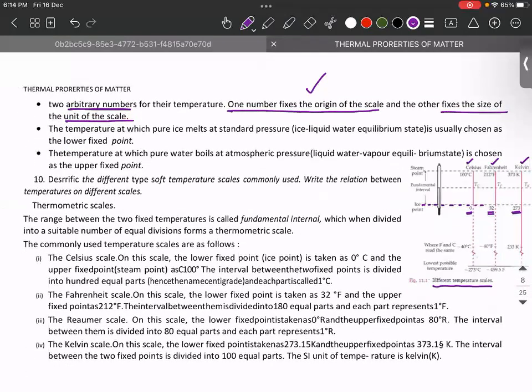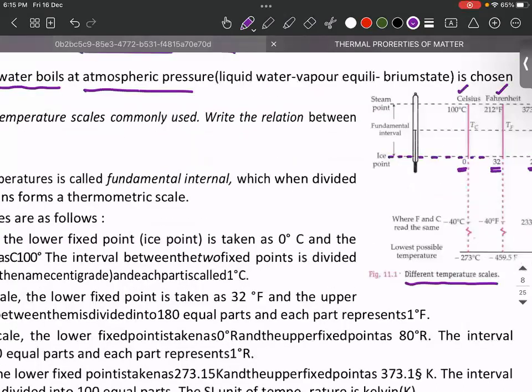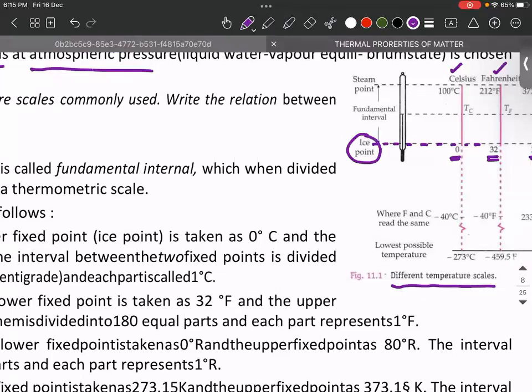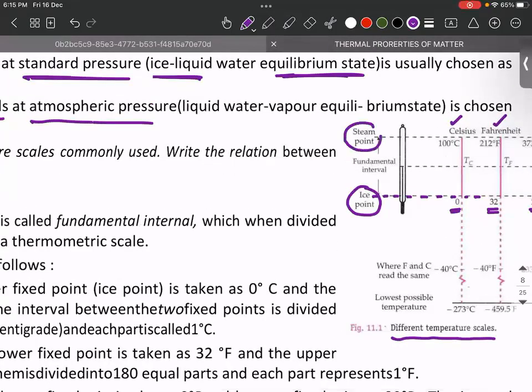So see, now the question is, the temperature at which pure ice melts at standard pressure, that is ice liquid equilibrium state exists, is taken to be the lower fixed point. Similarly, the temperature at which pure water boils at atmospheric pressure is considered to be the upper fixed point. So are you able to understand this? So what will you take the lowermost point as? The melting point. And you will take the uppermost point to be the steam point.